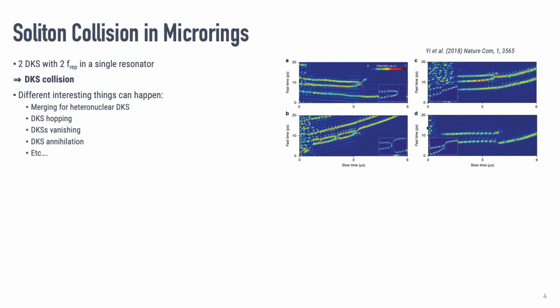And there's this relatively recent work by Kerry Vahala's group that studied the dynamics of dissipative Kerr solitons that can collide. This work is very interesting because they see a lot of dynamics. They see merging of heteronuclear DKS, which has also been demonstrated by Tobias Kippenberg. They have DKS hopping, DKS that just vanish, and DKS annihilation, where one is still alive and the other one is killed. Basically most of the dynamics of soliton collision has been observed in resonators. That's really interesting, but most of these collisions have also been observed with dissipative Kerr solitons that are very close to each other, meaning they are generated one FSR away.